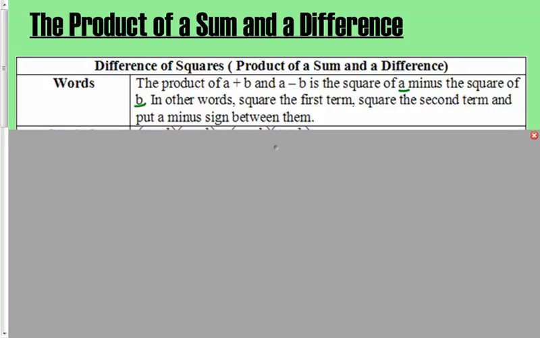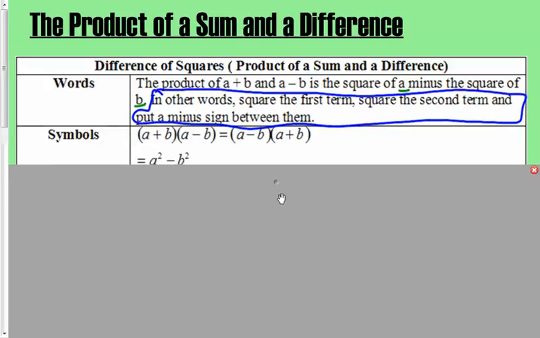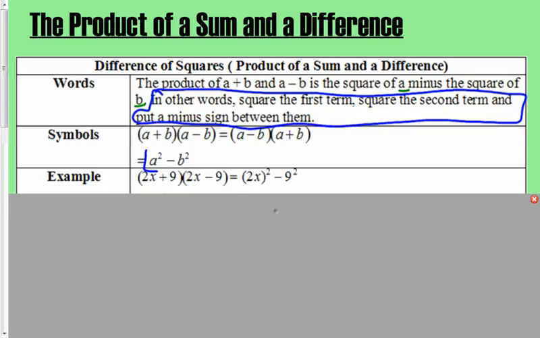If you want it straightforward, that's a great way to put it in words. When you have, in symbols, a plus b times a minus b, or a minus b times a plus b, you square the first term, it's a squared. Square the last term, b squared, slap a minus sign between them, and that's what we'll get.